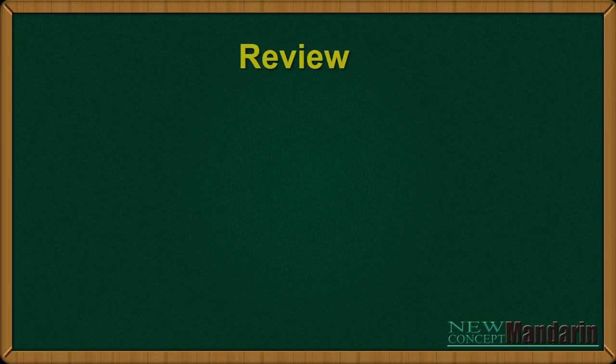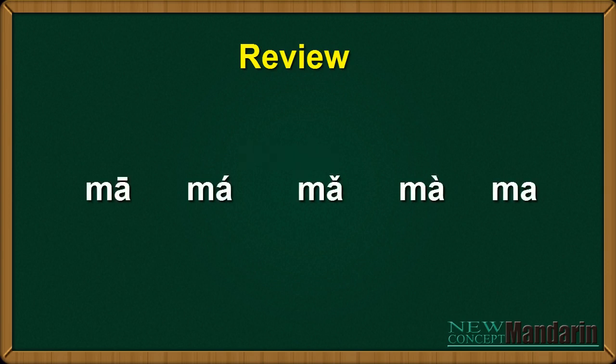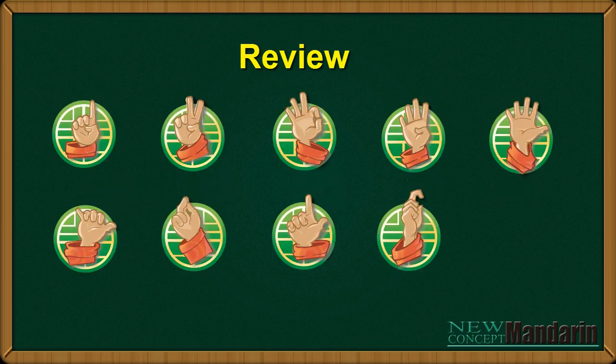Let's think about what we learned today. We learned a brief introduction to the pinyin, which is a romanization of the Chinese characters. And also we learned the 4 tones. Ma, ma, ma, ma, and a neutral tone, ma. Then we learned the hand signs for the numbers. We just need one hand to do the hand signs.